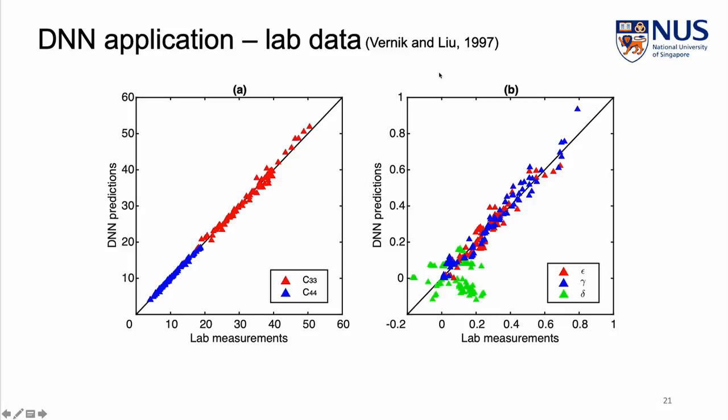So this is what happened after we do that. C33, C44, this is the DNN prediction versus lab measurements. They actually fit very well. And epsilon, gamma also fit very well. What is not fitting as we expected is the delta. Delta still remains a challenge.